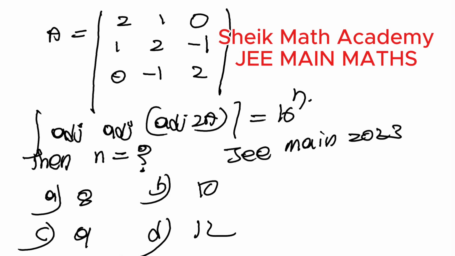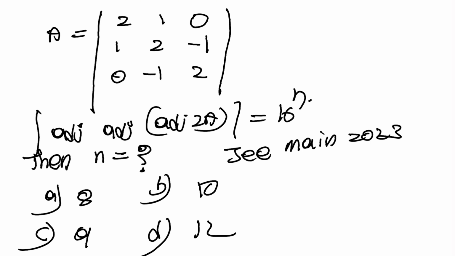In this lesson we are going to see a JEE Main maths question in the matrix topic. Look at the question: A equal to [2, 1, 0; 1, 2, -1; 0, -1, 2]. Then the determinant of adjoint of adjoint A is equal to 16 power n. Then what is the value of n?